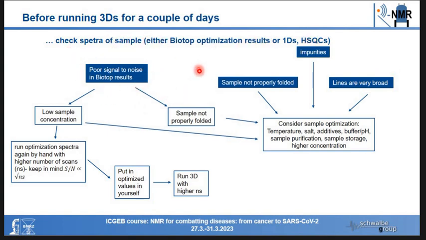What you can also see if you check the HSQC is impurities, or very broad lines, or that the sample is not properly folded, that you see an unfolded protein where you expect a folded one. Then go back to the lab and spend a week or two or even a month on optimizing this before running 3D experiments that won't be of any good.